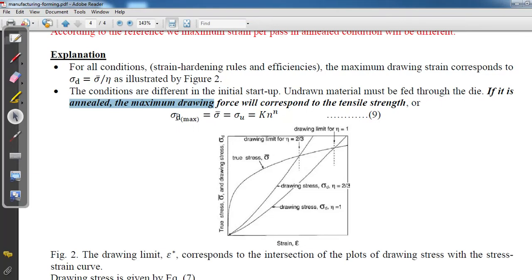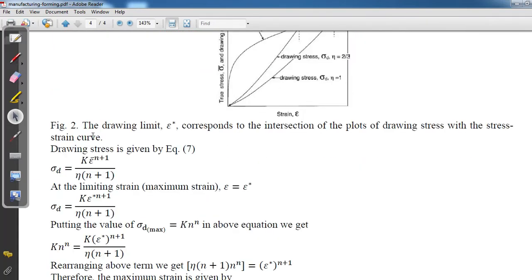So now what we will do is sigma d max equal to epsilon bar equal to sigma u equal to k times n to the power 1. This we have proved here. This exact line is written: if the conditions are different in initial startup, and if it is annealed. If it was not annealed, no problem, just go ahead with the formula which we have derived earlier. But it is saying if it is annealed. So drawing stress is given by equation 7, that is sigma d k. There is no change in this.